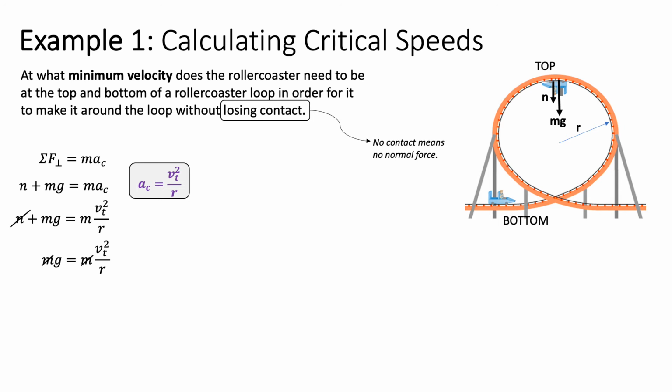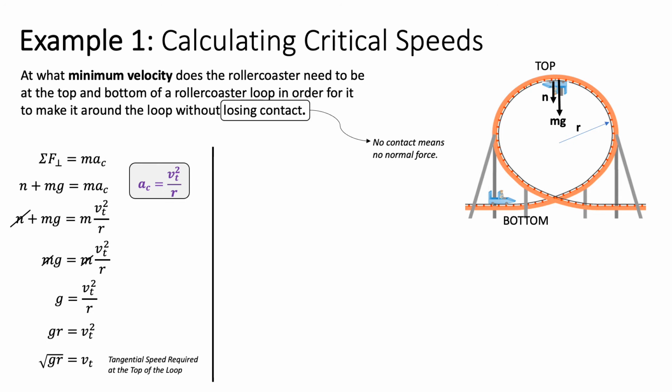The masses cancel out on both sides. Now notice how interesting that is. That means that the critical velocity does not depend on how heavy the cart is. It only depends on the radius of the loop and on the gravity of the planet. So we're going to solve for velocity. I'm going to multiply r on both sides, take a square root, and there we go. The speed at the top of the loop, tangentially, has to be the square root of g times r.